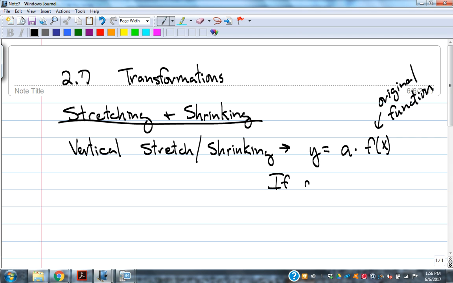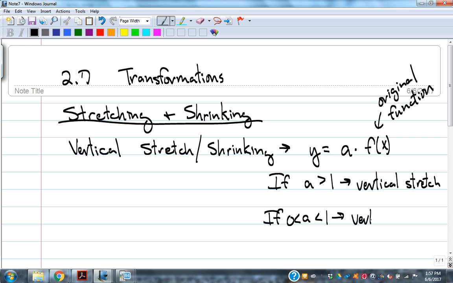If a is bigger than 1, that's a vertical stretch. If a is between 0 and 1, that's a vertical shrink.